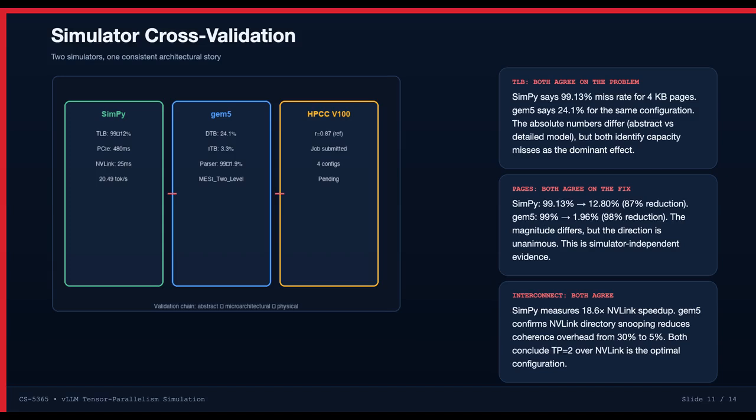So now we come to the final phase, which will be the hardware deployment. For the super page fix, both simulators show dramatic reductions: 87% from SimPy, 98% from gem5, and the magnitude differs, but the direction is unanimous. For the interconnect, both agree NVLink is dramatically faster than PCI Express, and TP equals 2 over NVLink is the optimal configuration.